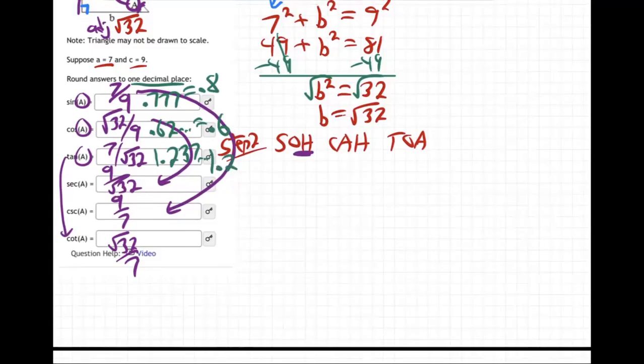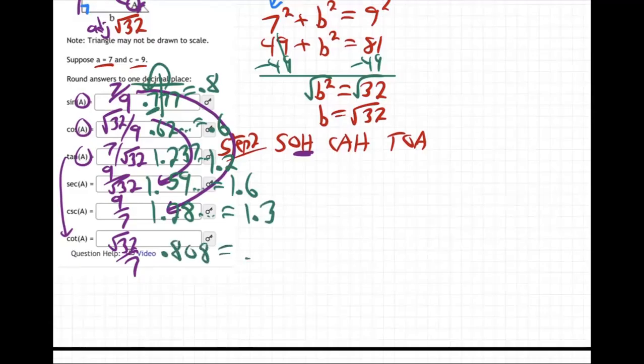You remember rounding. Let me show it so it's clear. Here's the bar. If the digit that comes after is 5 or more, you round up, right? And now I'm down on the secant, 9 divided by the square root of 32. I'm getting 1.59, and so on. That rounds to 1.6. And then cosecant, 9 over 7, 1.28, and so on, rounds to 1.3. And last, got the cotan. I'm getting 0.808 on the calculator, which just rounds to 0.8. And so there we go.